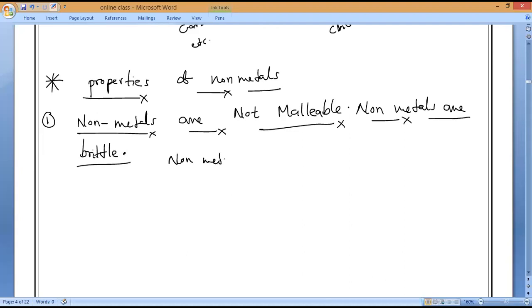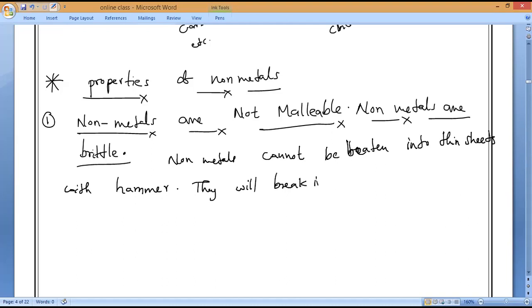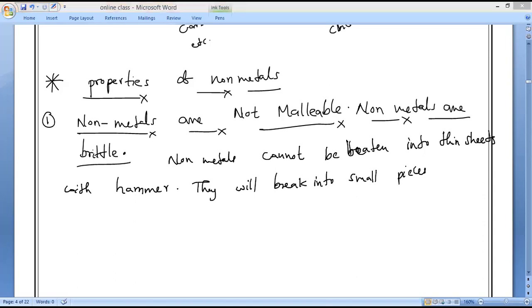Explanation: non-metals are basically very few solids, and the rest are gases. Is it possible to hit gases with a hammer? No. So non-metals cannot be beaten into thin sheets with a hammer. If you try to hit them, what will happen? They will break into small pieces when hammered.